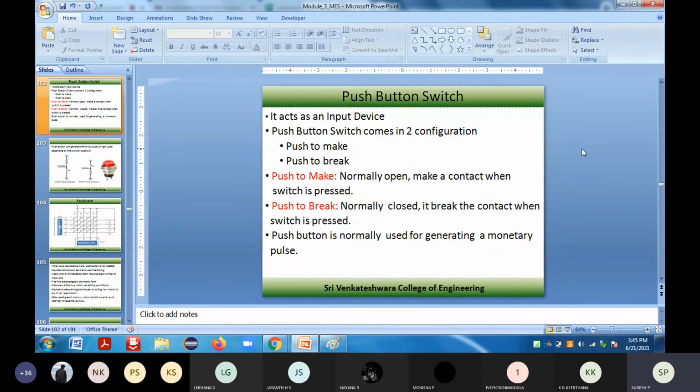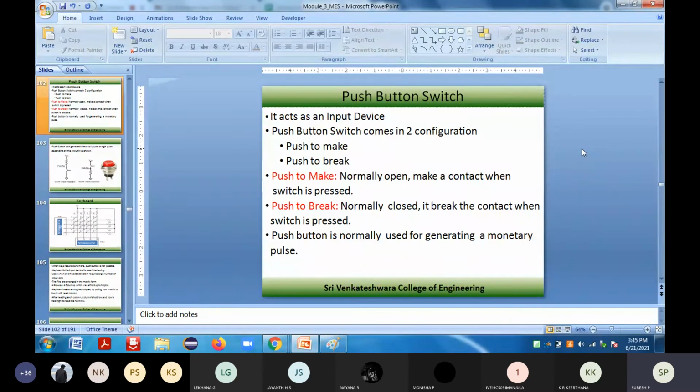It breaks the contact when the switch is pressed. That means what? It will be normally off. Okay, so normally off. Whenever you want to turn it on, you have to press the switch. So a push button is normally used for generating a monitoring pulse. That's how it is going to generate.